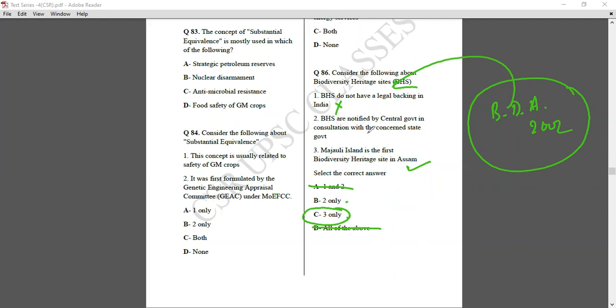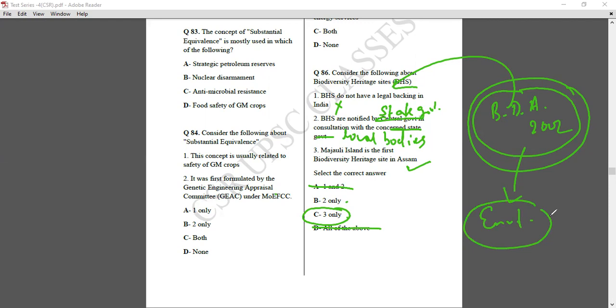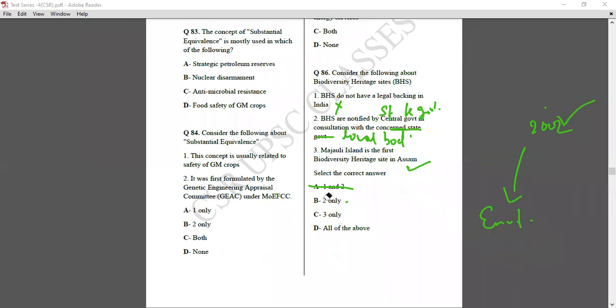The second statement is that biodiversity heritage sites are notified by the central government in consultation with the concerned state government. Now here, they are notified by the state government in consultation with local bodies. All this information you will only get when you learn the Biological Diversity Act of 2002. This is an environment topic. Each and every provision you have to learn from here. Okay, fine. Next.